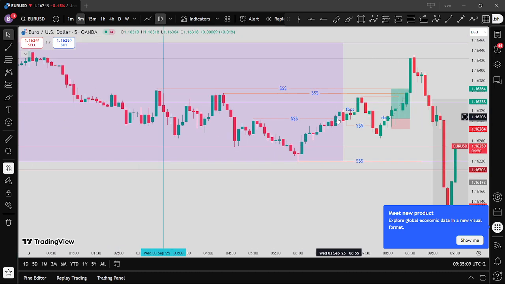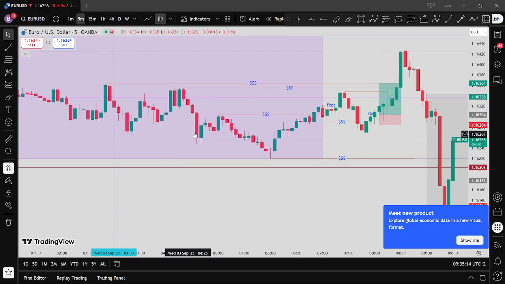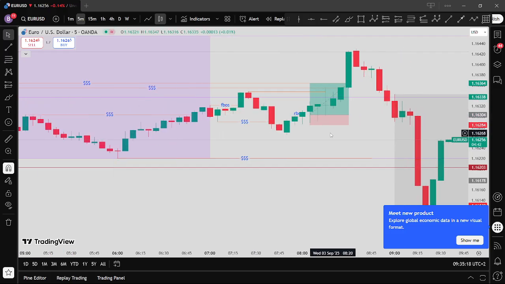So this was liquidity, it was supposed to grab it and push down. But it didn't really do that. All it did was create a new structure, and it broke that and left liquidity here. So we took this liquidity. So when we did that, this is how my trade happened.